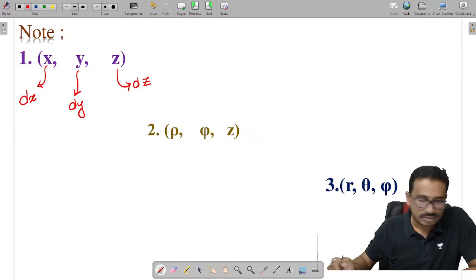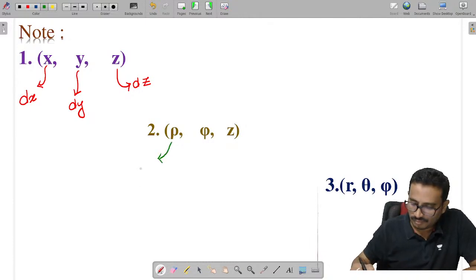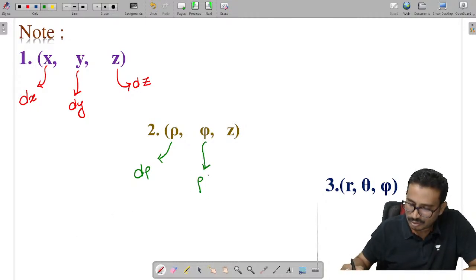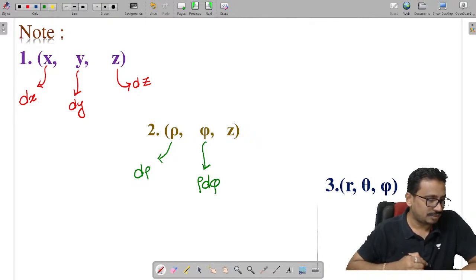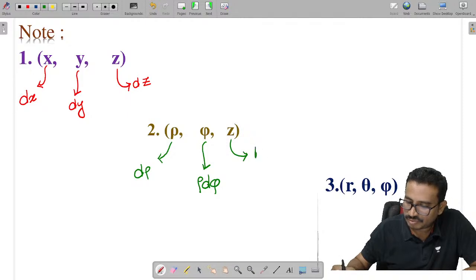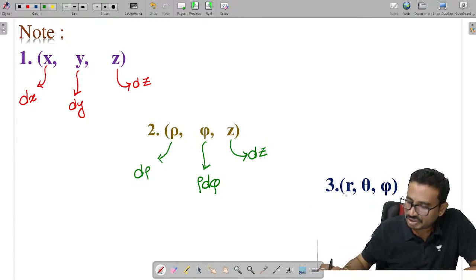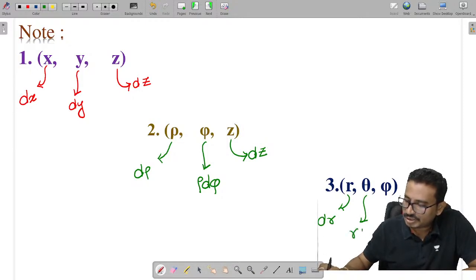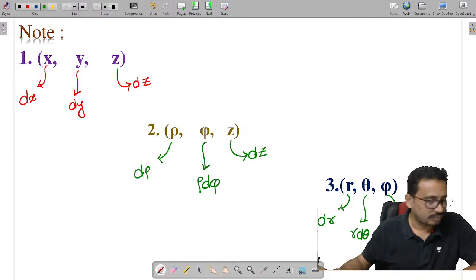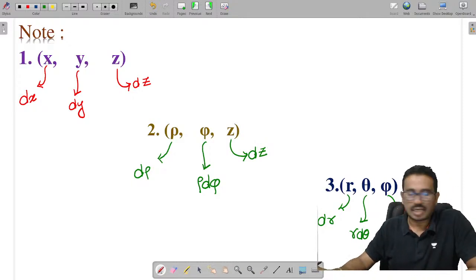Fine, all of you. Now similarly, tell me what is the change in length in the rho direction, which is called d rho. Along the phi direction, the change in length is rho d phi. And the change in length along the z direction is dz. Now similarly, in spherical, the change in length along the r direction is dr, along theta it is r d theta, and along phi, you tell me, it is r sin theta d phi. Isn't it, everybody? Along r, theta, phi.